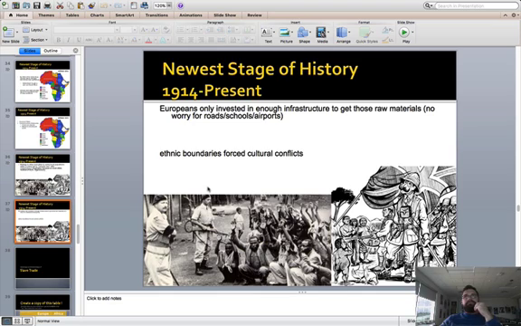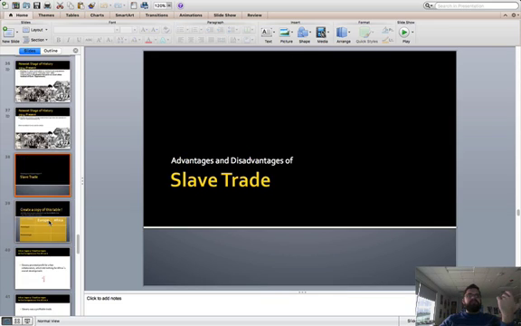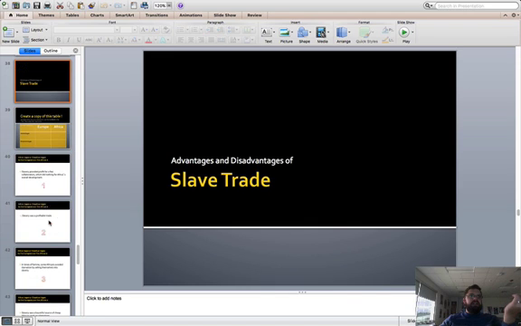All right, and then Europeans, as far as investment goes, only invest in infrastructure to help get to the raw materials. So any roads they built or anything like that only went to help them get access to their natural resources. They didn't do anything to build hospitals or schools or anything like that that would help the society overall whatsoever.